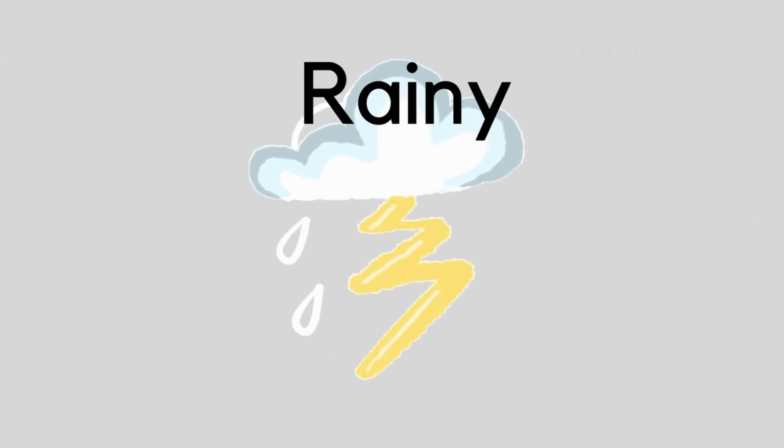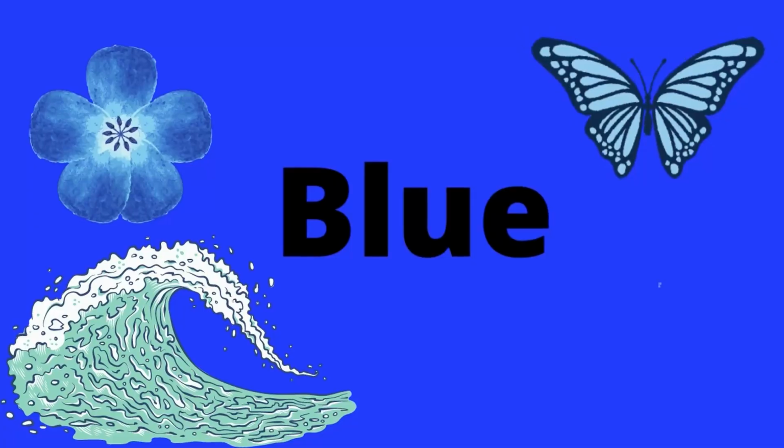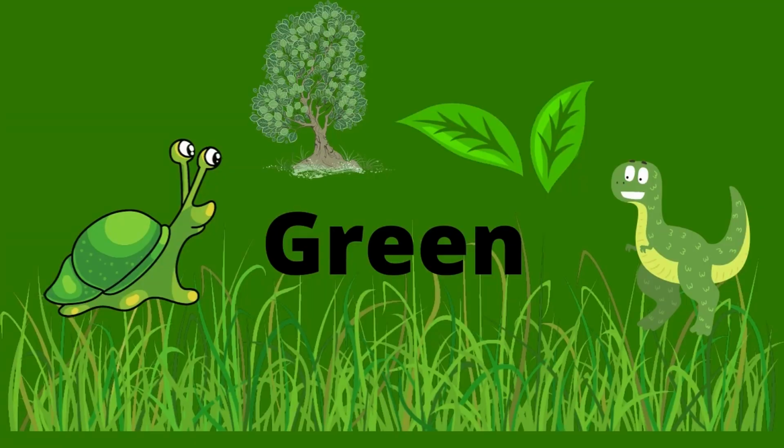All right, friends. Now let's find out about our color of the day today. Our color of the day today is the color green. We get green when we mix the colors blue and yellow together. And that's how you get green. Can we think of some things that might be the color green? Yes, there's grass. There are the leaves on the trees. There are caterpillars. Lots of different things are green, right?